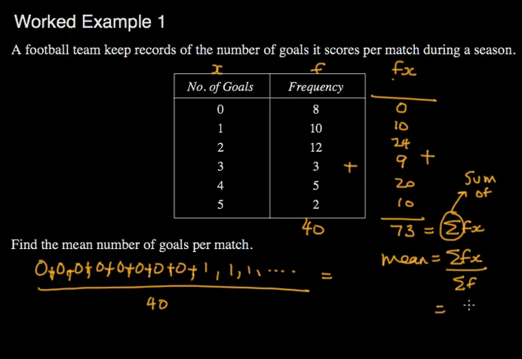And by using this formula now, I can do 73 divided by 40, which is 1.825. So that means that the mean number of goals scored is 1.825, which sort of makes sense because that would be about here. And it looks like there are more in the lower end than there are at the higher end.